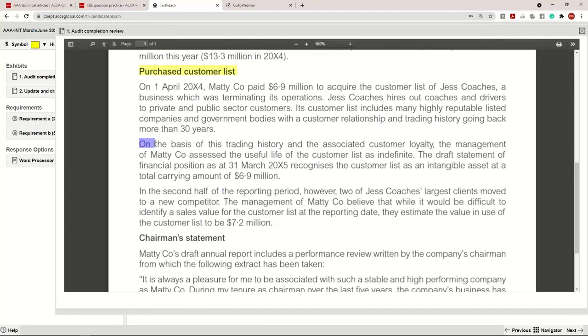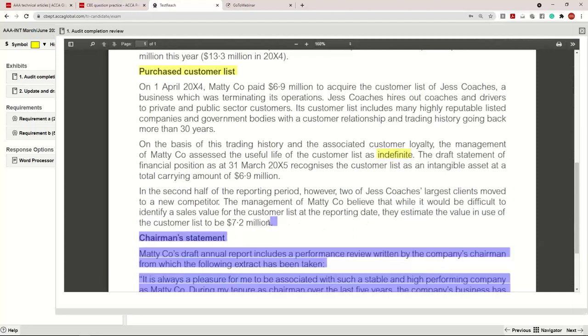Okay. Is there some subjectivity along with the purchase customer list? That is, you treated it as having an indefinite life. Is that something subjective, treating it as an indefinite life? Is this an estimate of the management that it has an indefinite life rather than a definite life? The second subjectivity involved in the case is the value in use. They estimate the value in use at 7.2 million.